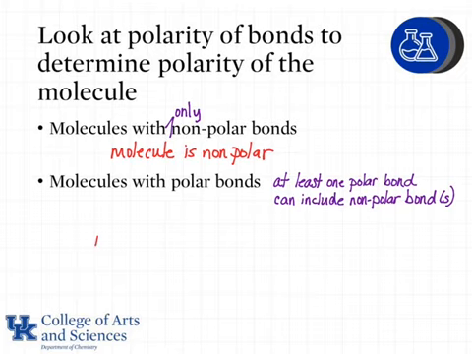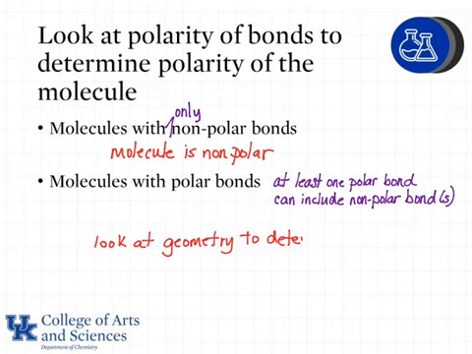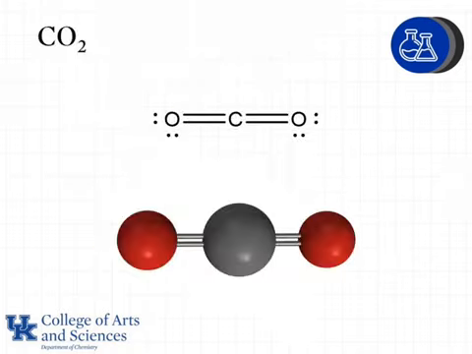When we look at this, we have to look at the molecular geometry or the electron group geometry to determine how those bonds are interacting to determine the polarity of the molecule. Let's explore this further with some examples.